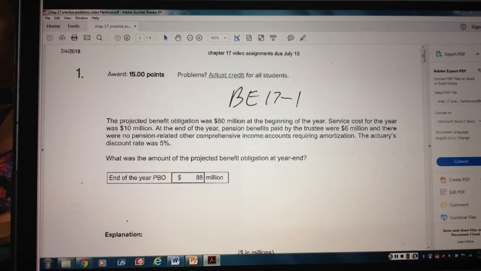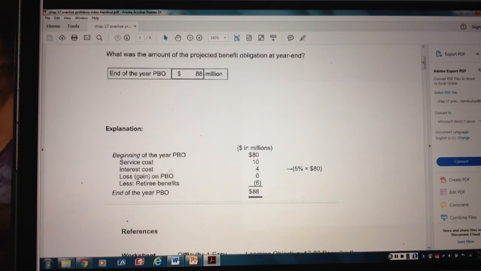So let's look at the answer here. How did they get the ending PBO? Well, the beginning PBO was given at 80 million. The service cost was given at 10 million, but the interest cost was not given. How do we get that 4 million?